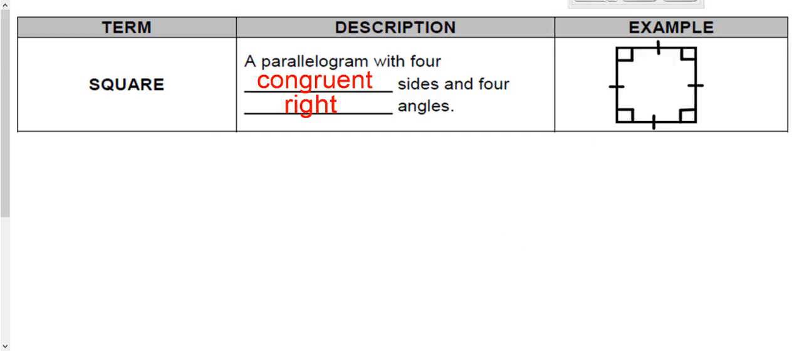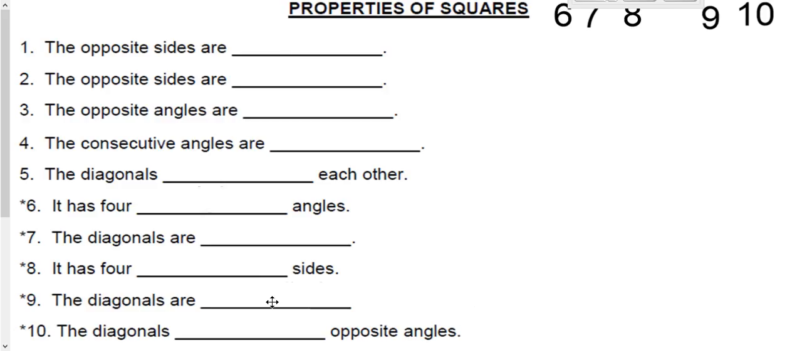So next we go with listing the properties again. Okay? So we're going to make a foldable for this one. Now I didn't do the first 5 because they're the same. First 5 in a parallelogram and in a rhombus and in a square because they're about being a parallelogram. Okay, so you're going to mainly do these last 5, 6, 7, 8, 9, and 10.